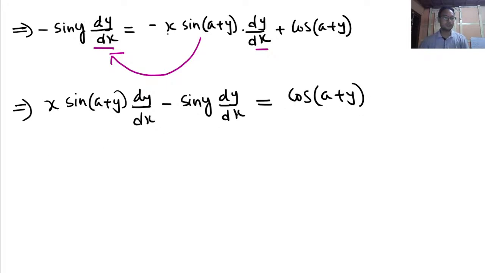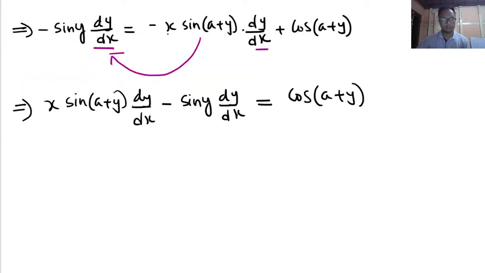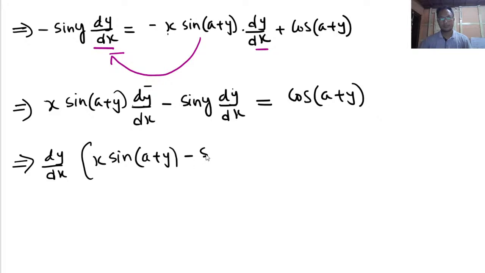Now dy/dx is something by something. So dy/dx common, we are having x sin(a + y) minus sin y, and then cos(a + y). Okay, so find the x sin y.